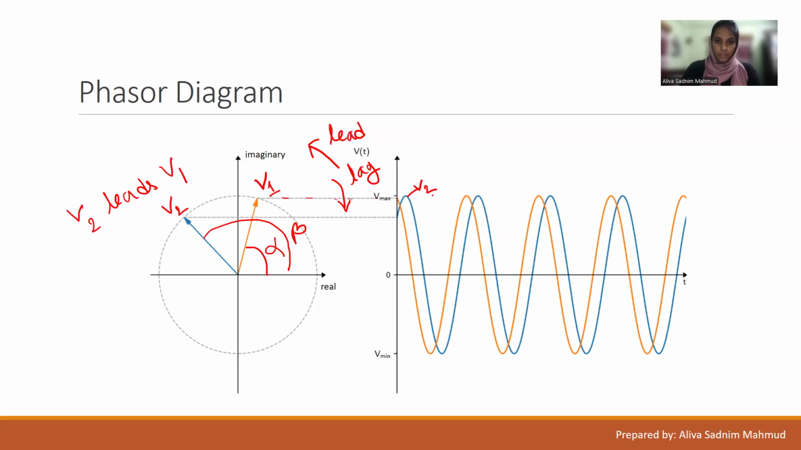So now how much is the leading angle that V2 leads from V1? It is basically the angular difference, which is beta minus alpha in this case. So we can say V2 leads V1 by beta minus alpha angle. And similarly, we can also say V1 lags V2 by the same angle.